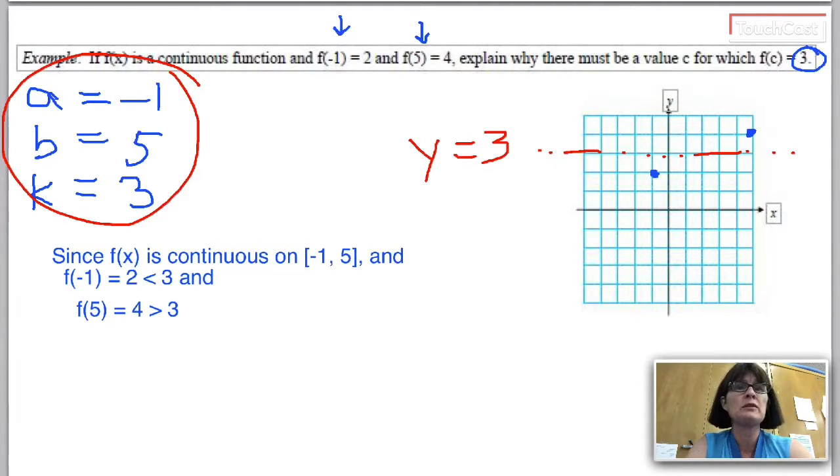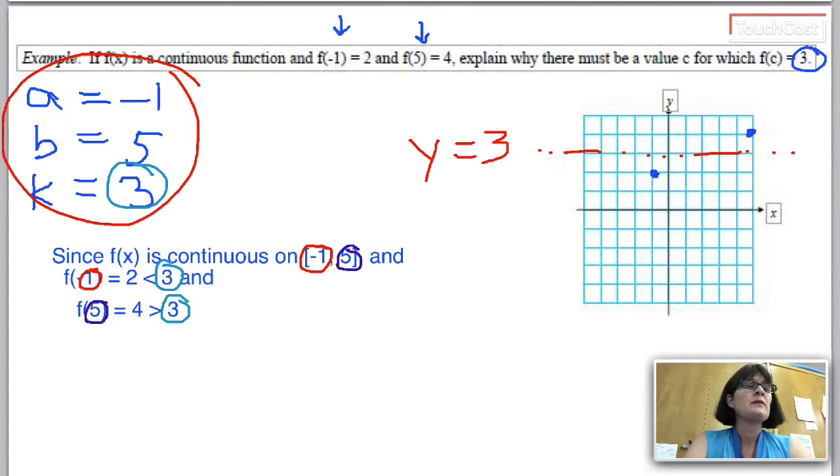I'm just going to notice here these should match. Those should match, right? And these should match. And where does the 3 come from? 3 is the y value that I care about. So notice that my 3 here should match my k. So since I've checked that all the hypotheses are true, then I can conclude.